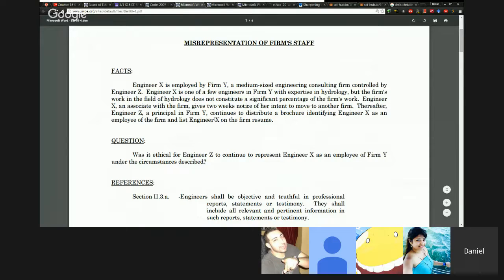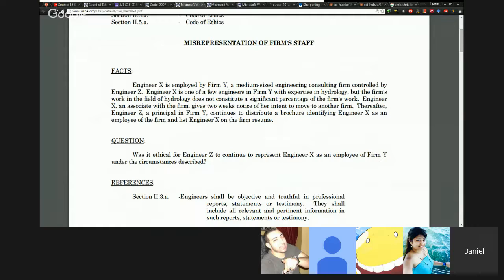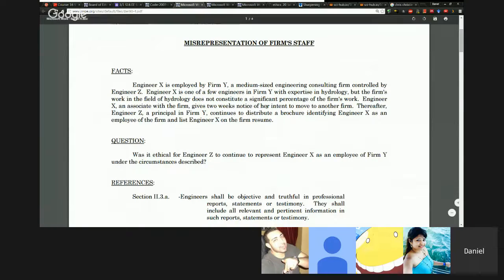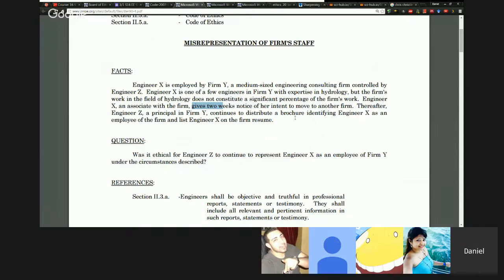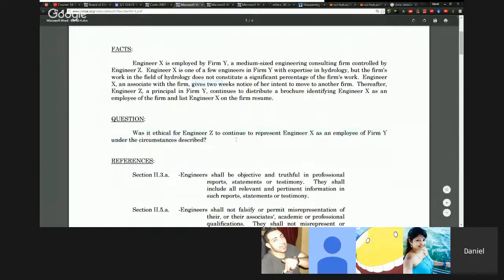Basically, engineer X works for the firm for a while. The firm puts engineer X on all their brochures and all the literature that they pass around. Then engineer X decides to leave the firm, gives her 2 weeks' notice, but they still pass out this literature. So is this unethical? Is it unethical for engineer Z to continue representing firm Y as if engineer X was an employee, when in fact she's given her 2 weeks' notice?